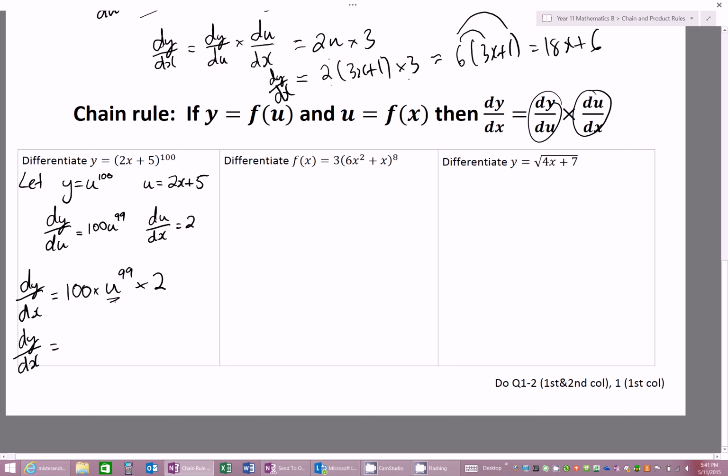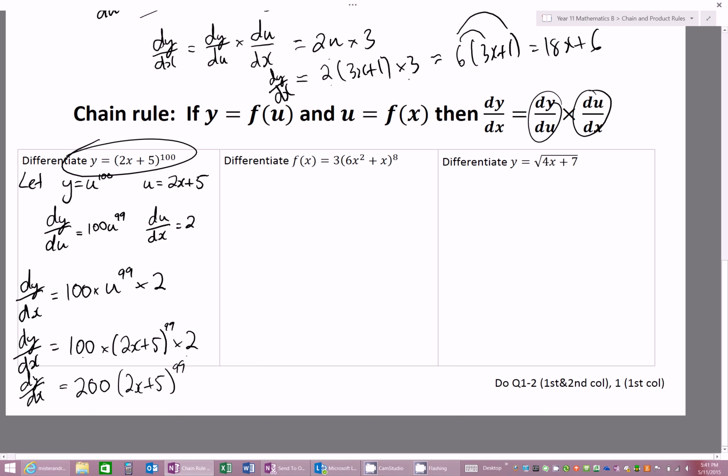I can substitute, instead of having u there, because that was just a letter I made up, I'm going to put 2x plus 5 instead. 100 times 2x plus 5 to the power 99 times 2. To neaten this up, I'm going to multiply just the 100 and the 2 together. 200, 2x plus 5 to the power 99. If you try to differentiate this by expansion, I'll see you later next week once you've finished the 20 pages of expansion.